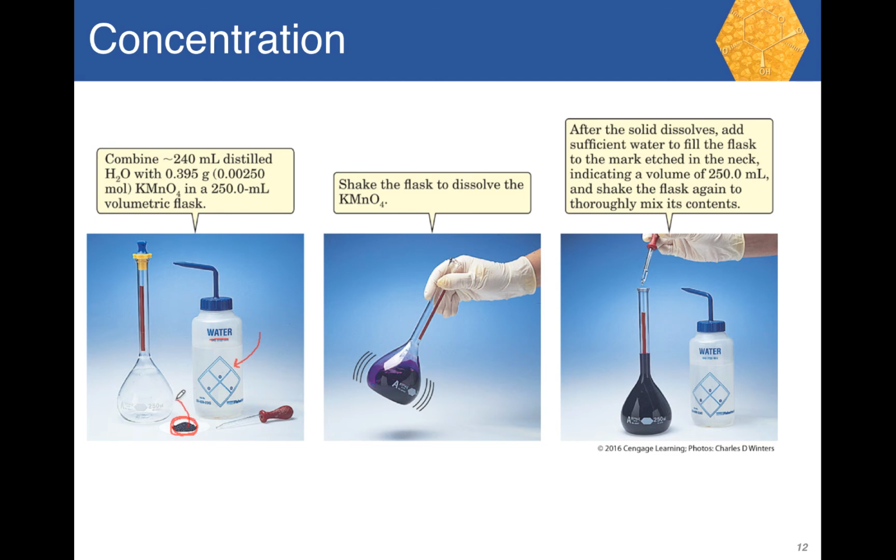So you add this to a volumetric flask, then you add water to it to dissolve it, shake it up, and then you fine-tune the concentration to make sure you have an exact volume. The key here is an exact volume. So if this volumetric flask here is a 250 milliliter, you make it up to exactly 250, and that will give you the exact concentration of solution that was made.